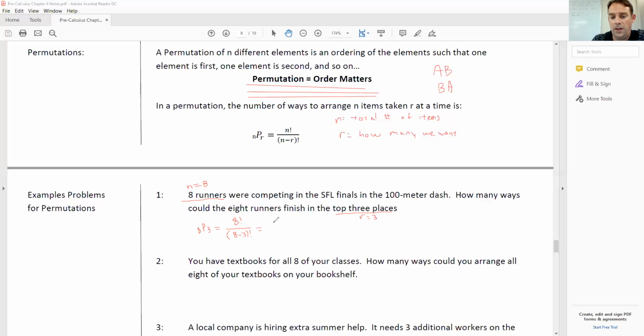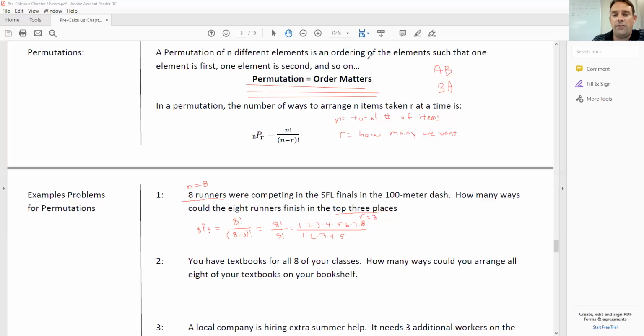So 8 factorial over 5 factorial. And let's remember what factorial is. That's where you count from 1 all the way up to your number, and you multiply them all together. So 1 times 2 times 3 times 4 times 5 times 6 times 7 times 8, all over 1 times 2 times 3 times 4 times 5.